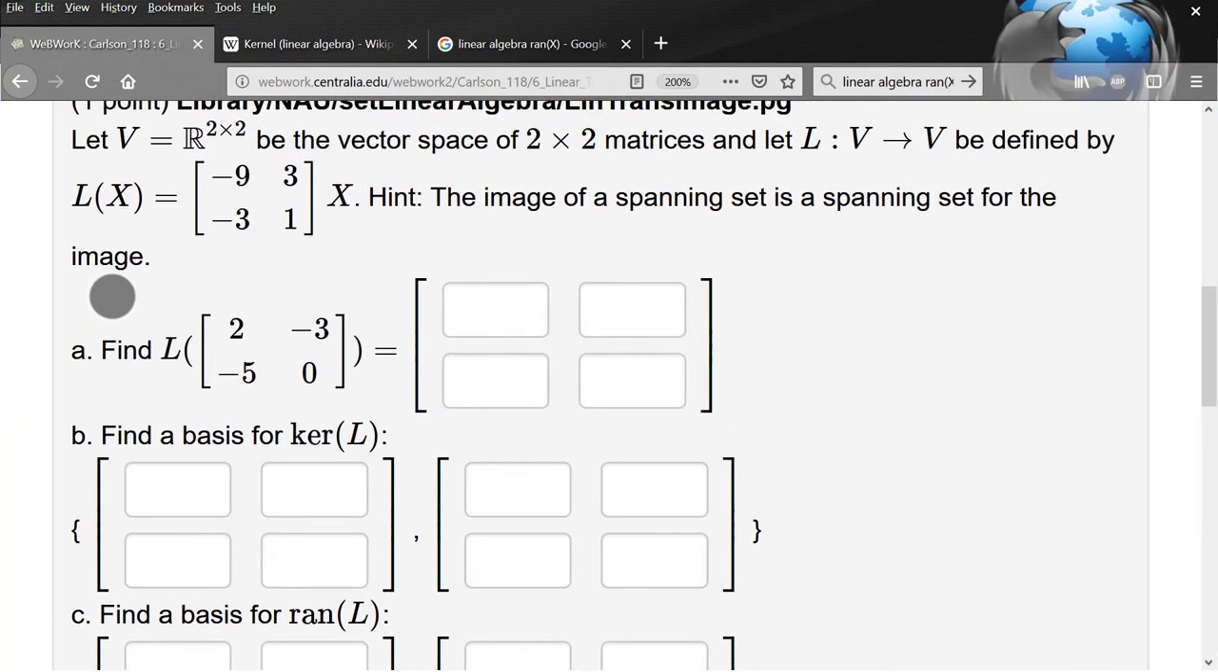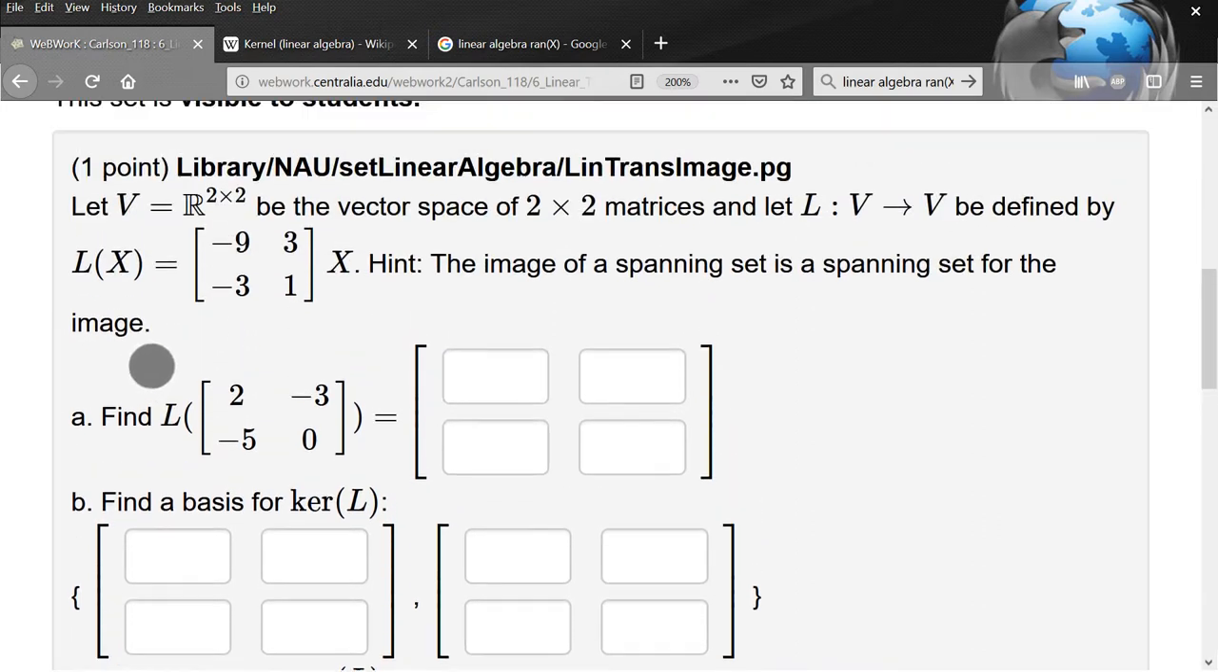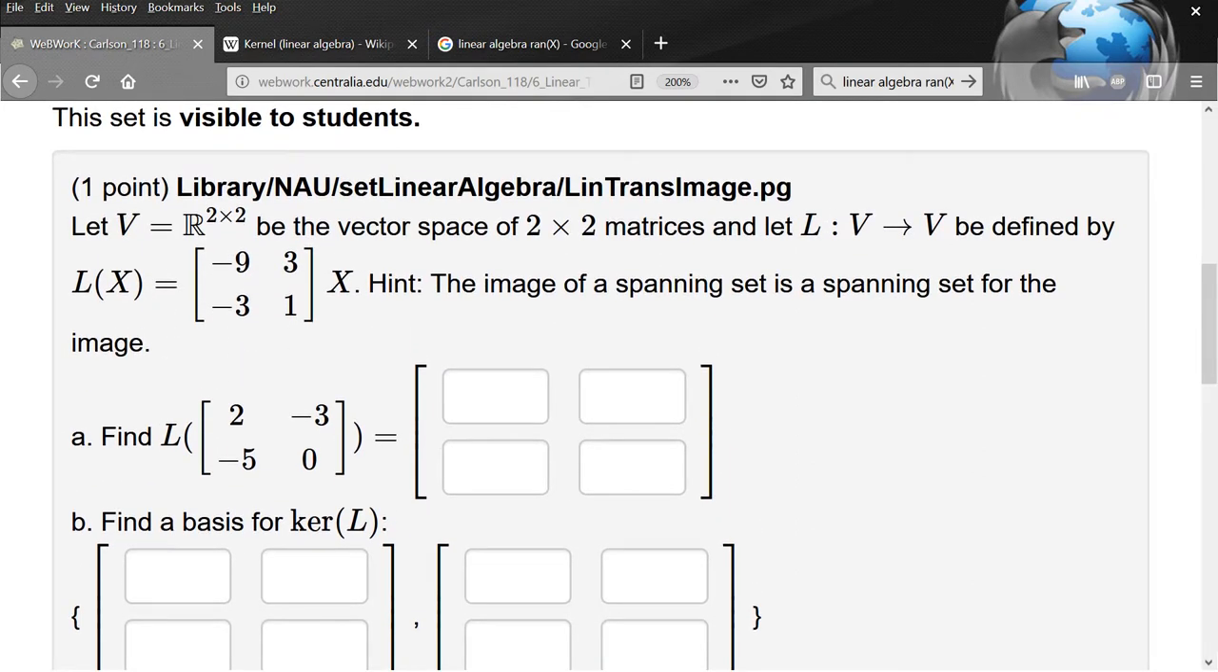So we'll go for part C now. So I'm going to go for the range. And we're going to use the hint this time. The image of a spanning set is a spanning set for the image. So there's another word I don't know. And now I don't have internet, so I can't look it up.